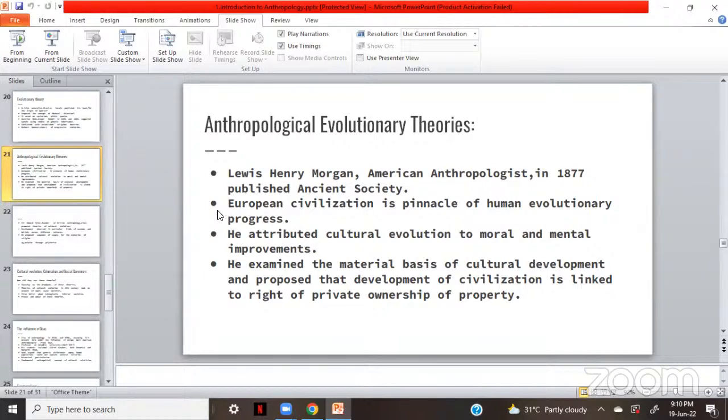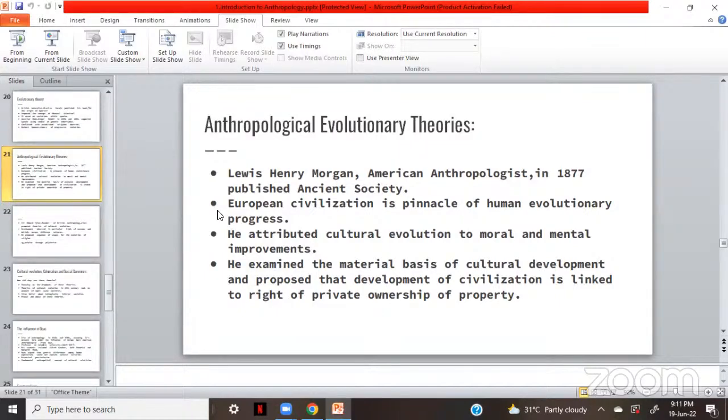Morgan believed that these stages occurred over many thousands of years and compared them to geological ages. So he compared the ages of evolution of humans with that of geology. But Morgan attributed cultural evolution to moral and mental improvements, as we've mentioned, which he proposed were in turn related to improvements in the way that people produce food and increase in brain size.